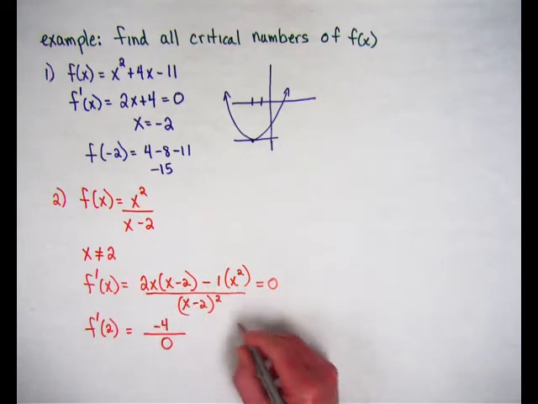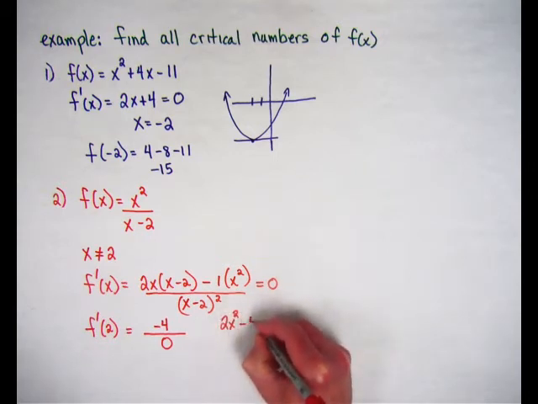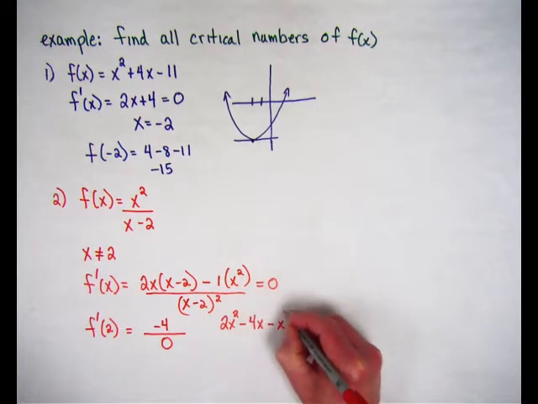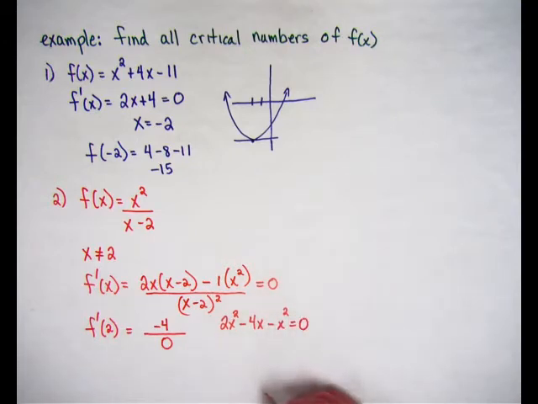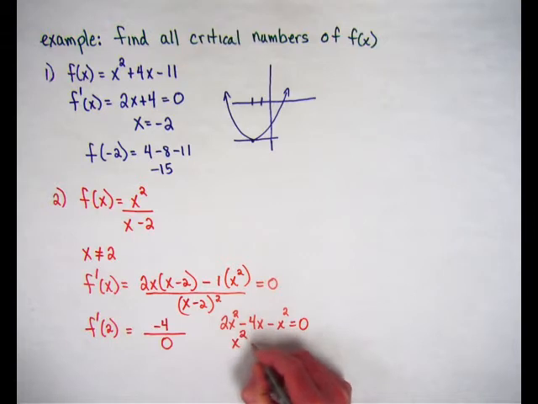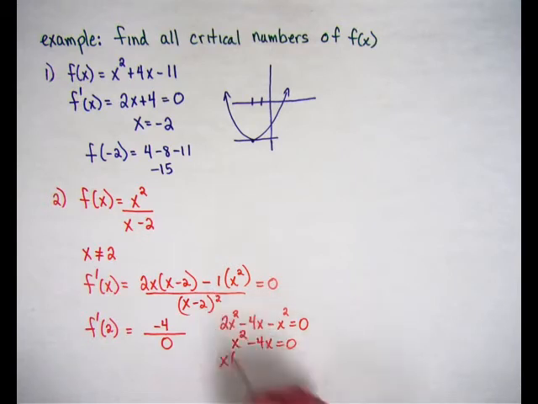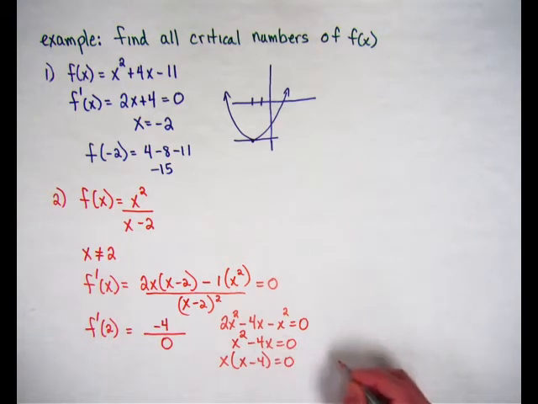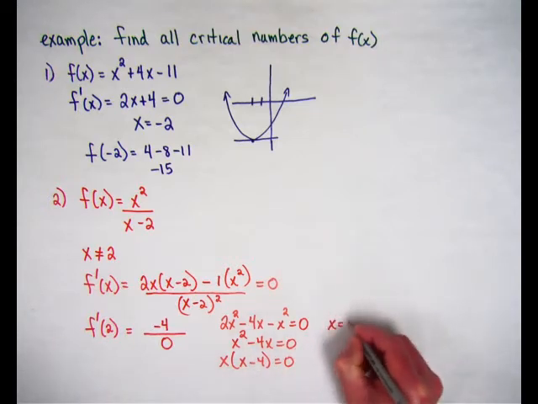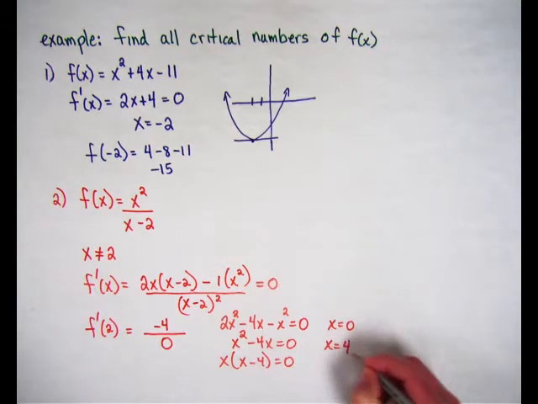In this case, it's fairly simple. So what you might want to do here is just distribute. You might want to go 2x squared minus 4x minus x squared equals 0. 2x squared minus x squared is just x squared, minus 4x equals 0. Take out your common factor of x, which, by the way, we could have done at the beginning, and you'll get x times x minus 4 equals 0. And you'll notice that we're going to get two answers. We're going to get that the derivative is equal to 0 at x equals 0 and at x equals 4.